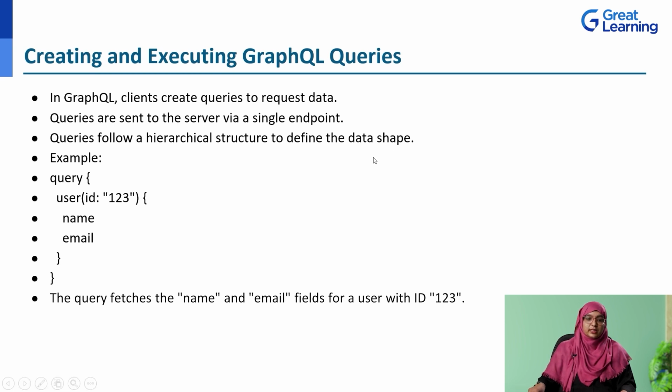Now here you can see in this, you have a query wherein for this user ID 123, you want the name and email to be fetched from your database. So you can say that queries are sent to the server via a single endpoint. In a REST API, if you had to bring out information from your servers, you had to create a single endpoint for fetching the name, and a single endpoint for fetching your email ID. But here, with the help of a single endpoint, you're able to get the requested data from your server.